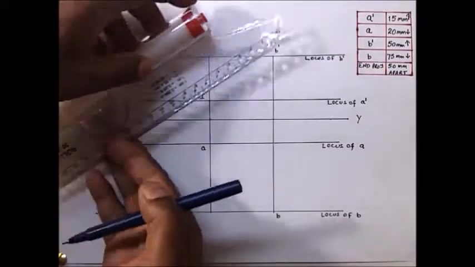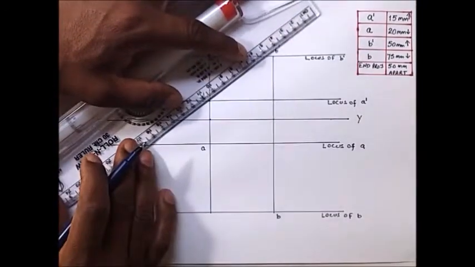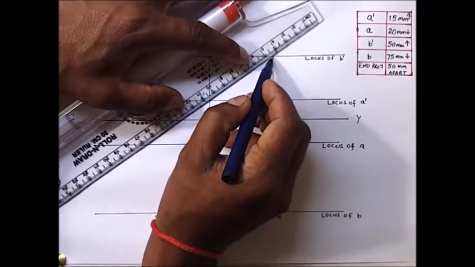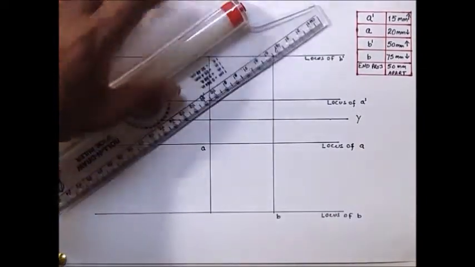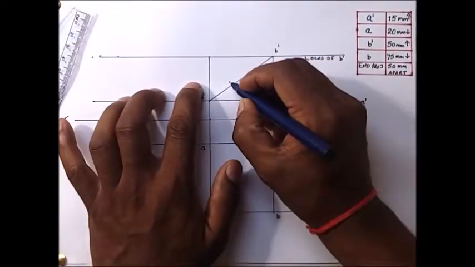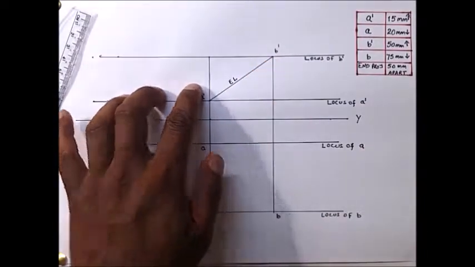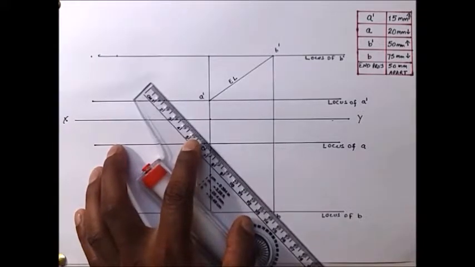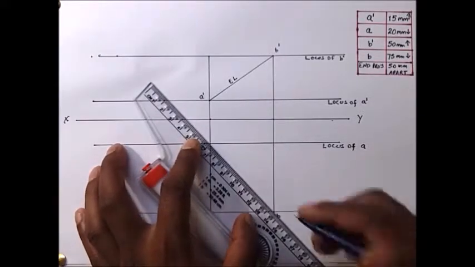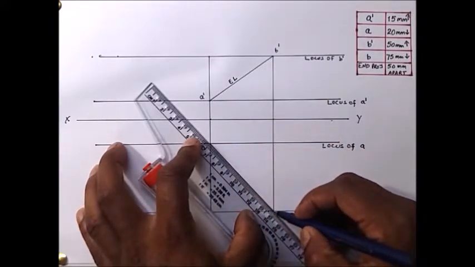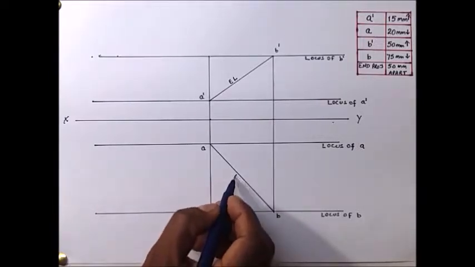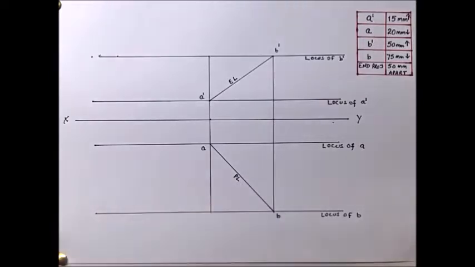Therefore, we can draw the projections by joining these points. I am joining point A dash and B dash. This will be my EL, elevation length, and by joining point A and B, I get PL, that is plan length.